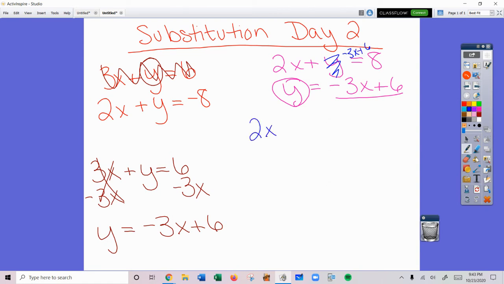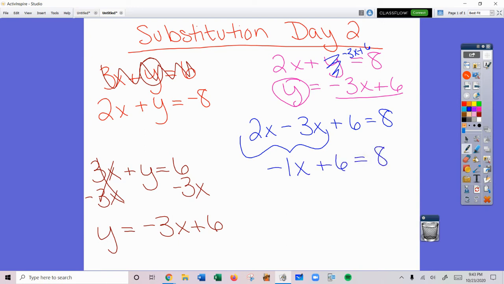So I now have 2x minus 3x, I could say plus a negative, plus 6 equals 8. Okay, the 2x and the 3x are on the same side, so I'm going to use the same sign to get them together. We will subtract the 6, so we'll have negative 1x equals 2. Divide by negative 1, and we are going to run out of space here quickly. So this tells me that my x value is negative 2.